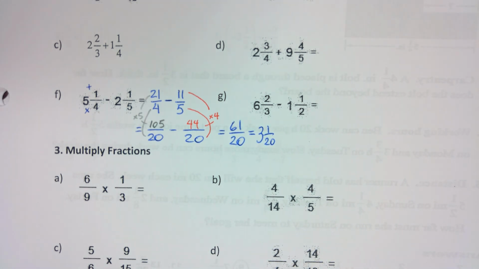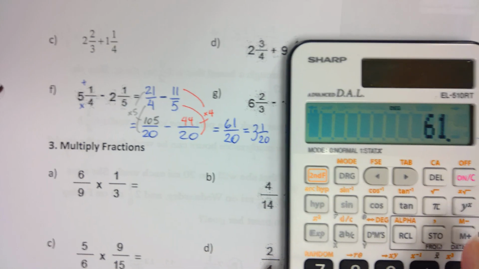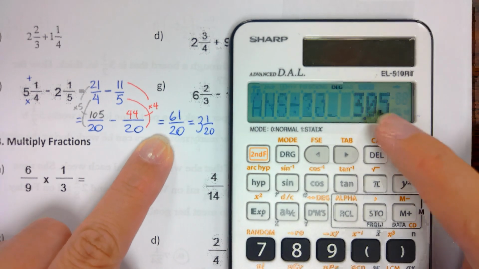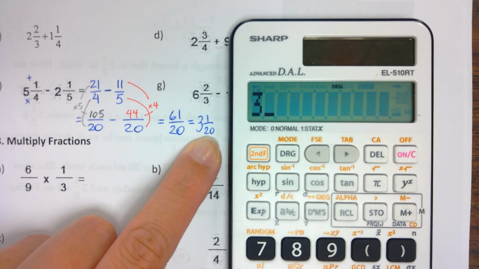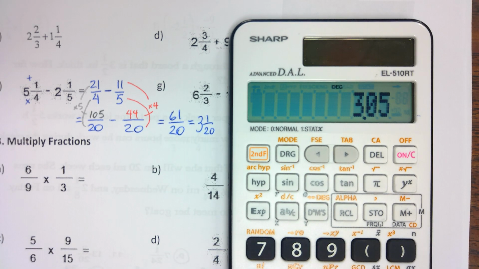Oh, and on the test, this is how you can check to see if you converted correctly. Remember, you have a calculator. So do 61 divided by 20. You get 3.05. And then here, 3 plus 1 divided by 20. You get 3.05. So there you go. That's how you check to know you converted correctly.